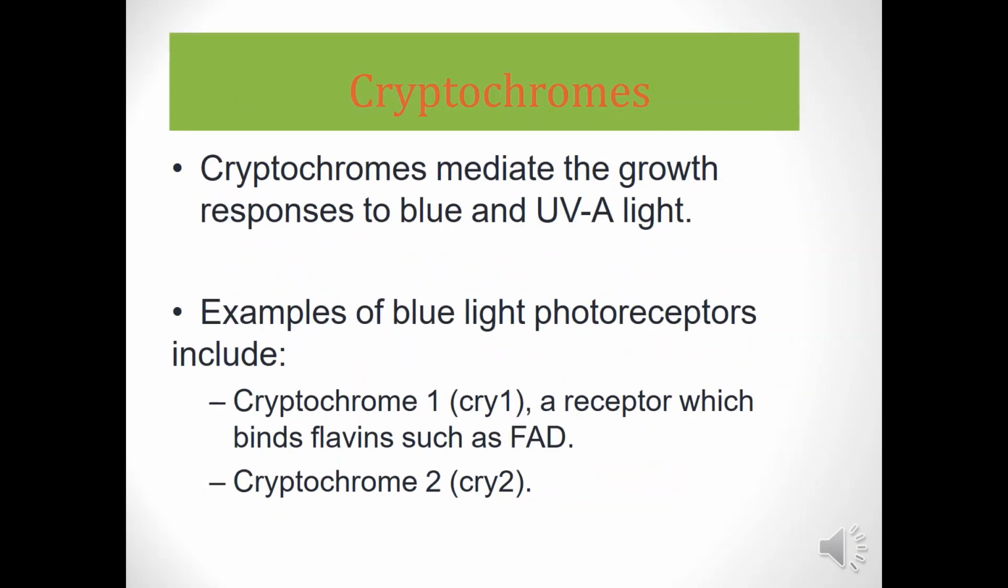You need to know that we have phytochromes and we also have cryptochromes. Cryptochrome actually mediates the growth response to blue and UVA, so they respond to different spectrums of light. Cryptochromes are for the blue and UVA light, and examples of blue light photoreceptors for these cryptochromes are cryptochrome 1, or cry1, and cry2.